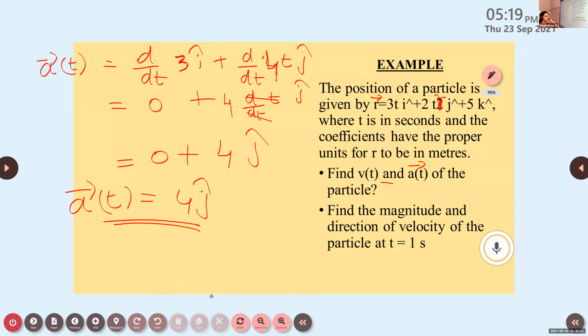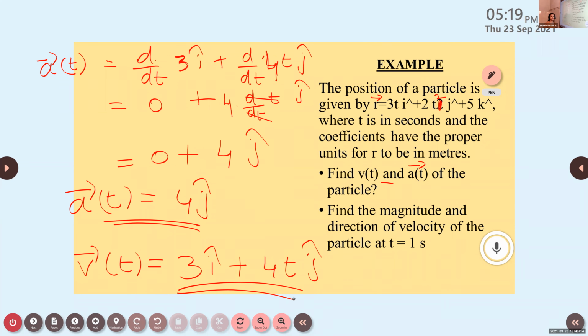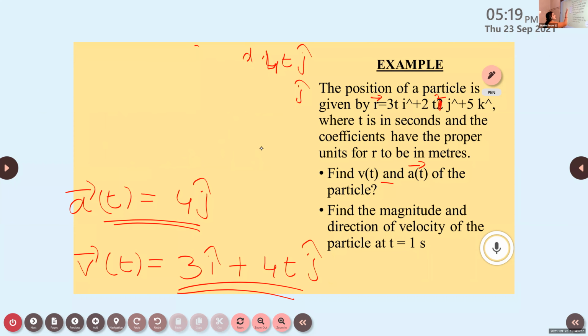Okay, so what about our velocity vector? Velocity vector v of t is equal to 3i cap plus 4t j cap, and acceleration is 4 j cap only. We have one more sub question: find the magnitude and direction of the velocity of the particle at t equal to 1 second. Try to do it completely as homework.